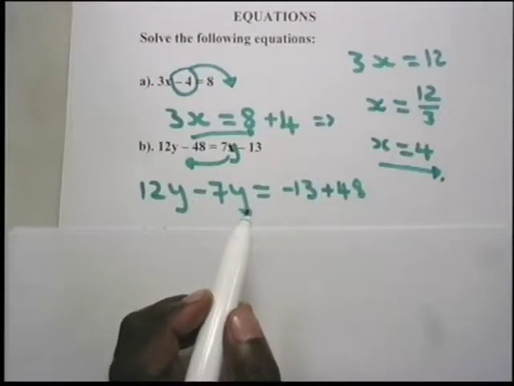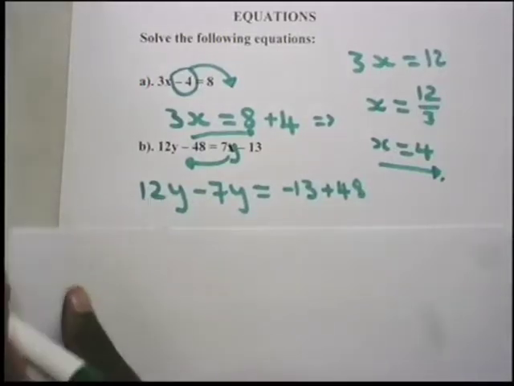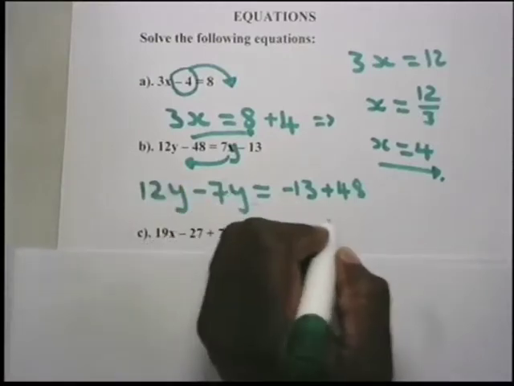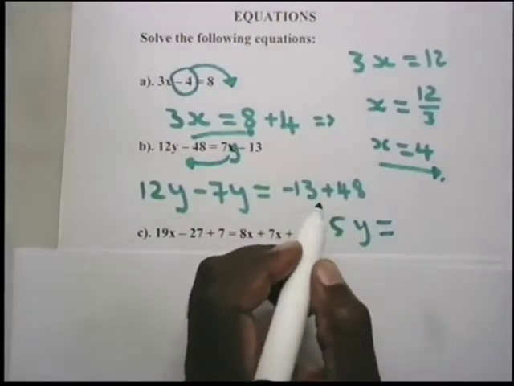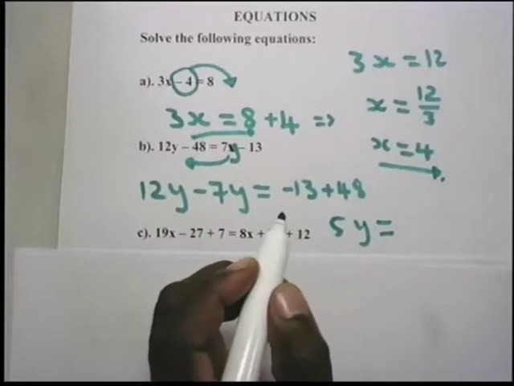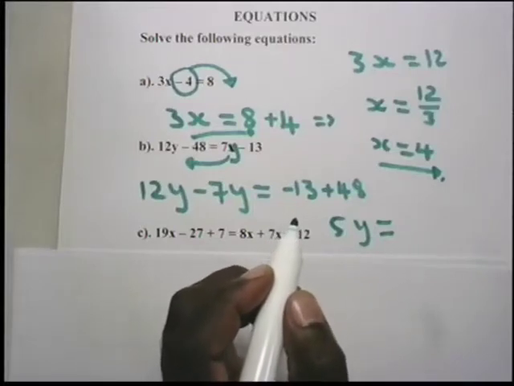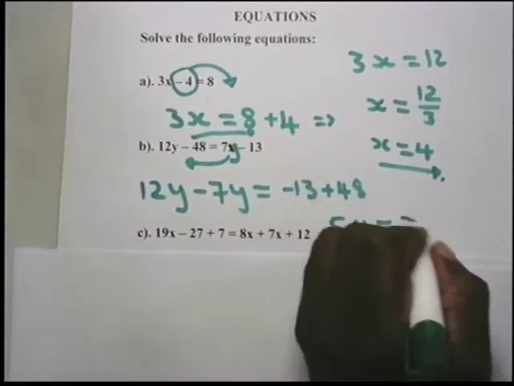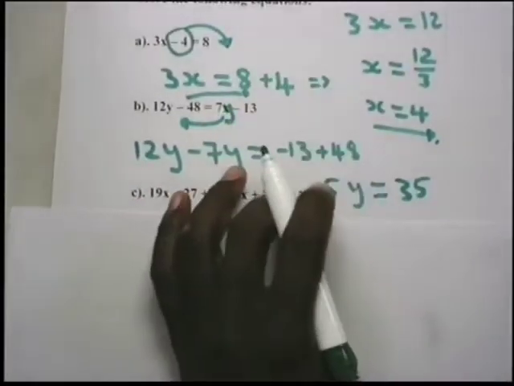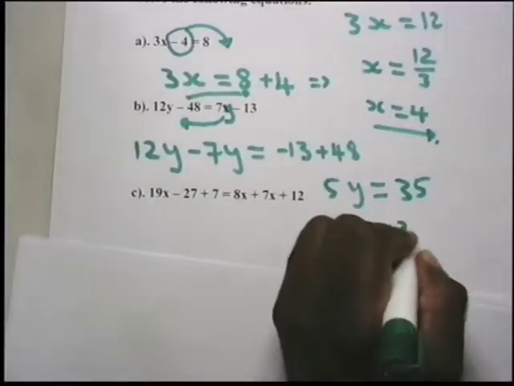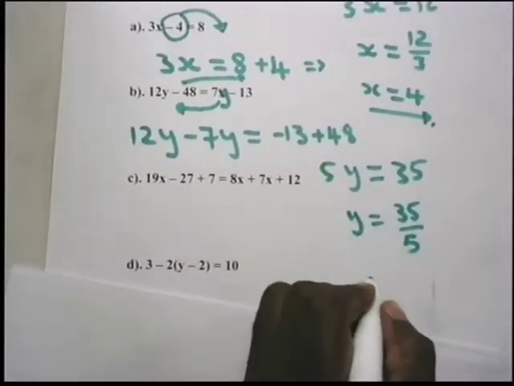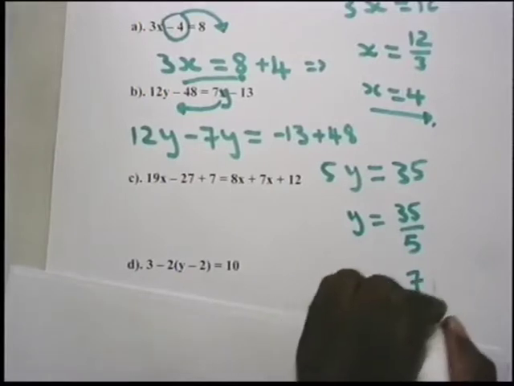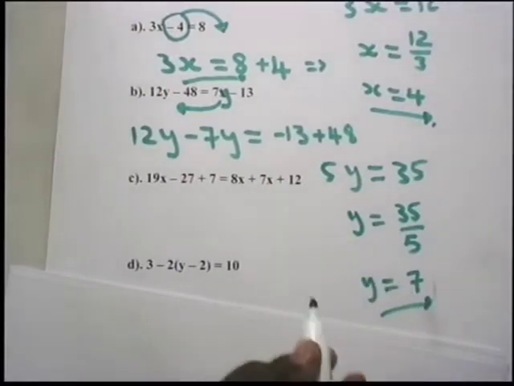So 12 minus 7 will produce 5, which means then 5y is equal to 48 minus 13, which is, no, rather 35. So y on its own will be equal to 35 divided by 5, and that generates an answer of y being equal to 7. So that is how we solve that particular problem.